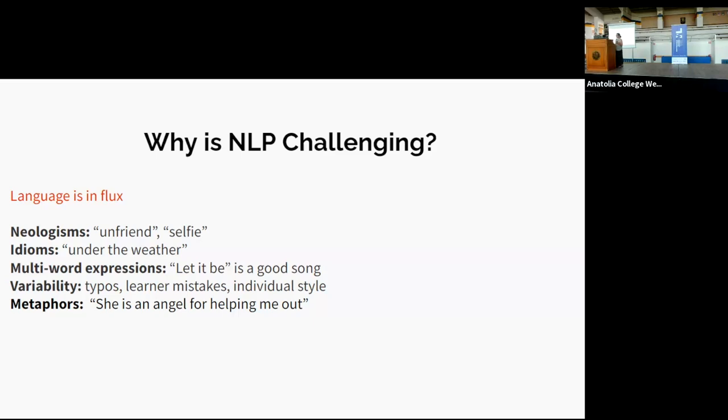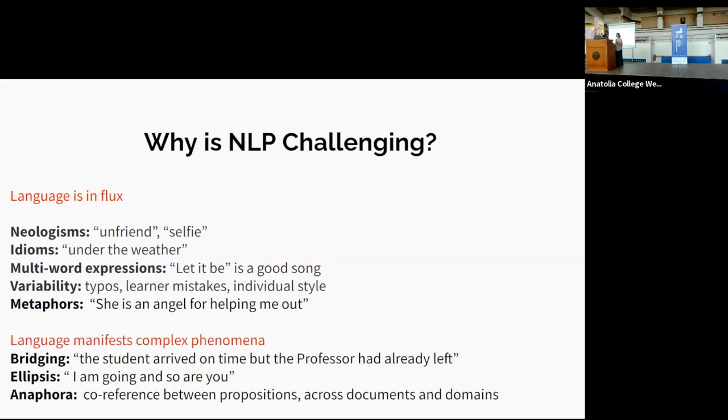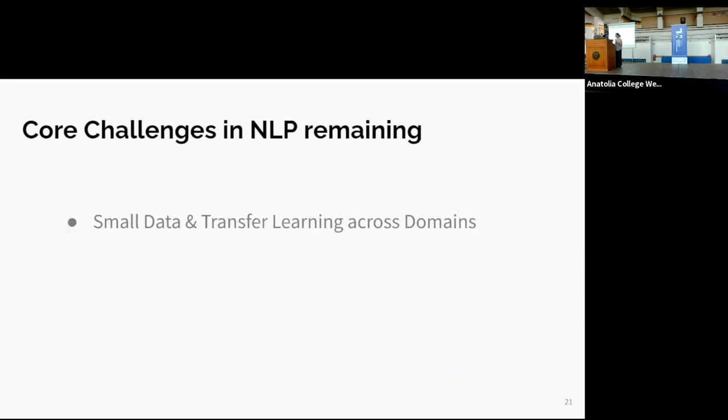There's a lot of variability. There are typos, learner mistakes, and also people's disfluencies and individual styles, especially if you're working with social media or transcribed text or speech. And of course, there are metaphors. All of these are continuing to be challenging despite the great advances we've made. There are complex linguistic phenomena such as "the student arrived on time, but the professor had already left." There, you have the connection between the two sentences, the discourse, the connector, the "but" connector. Ellipsis and anaphora, such as "I'm going and so are you." So there are all these complex linguistic phenomena.